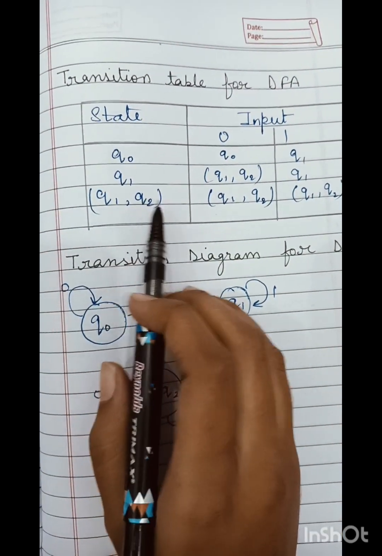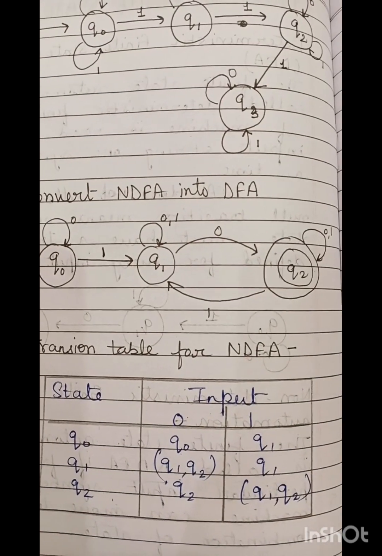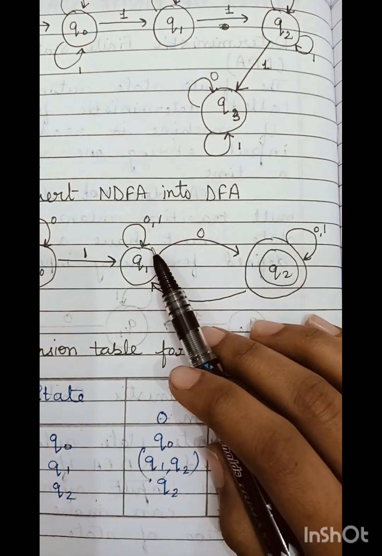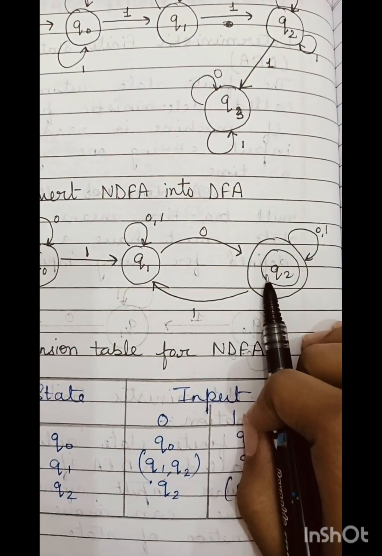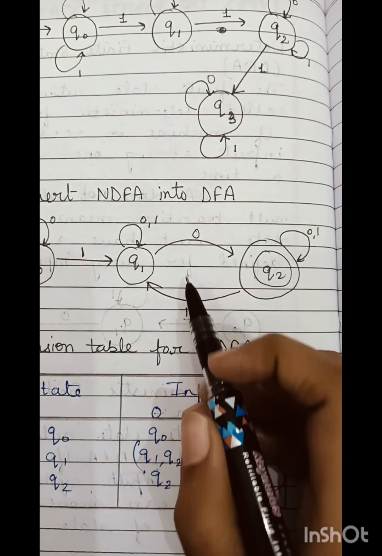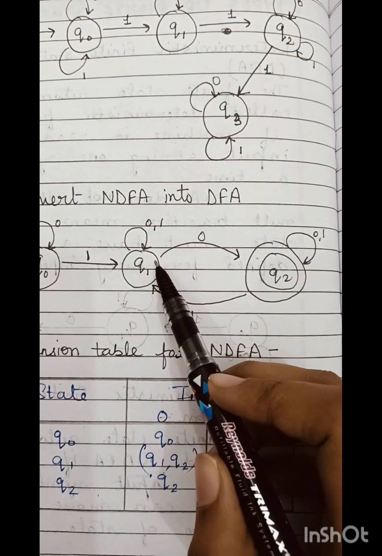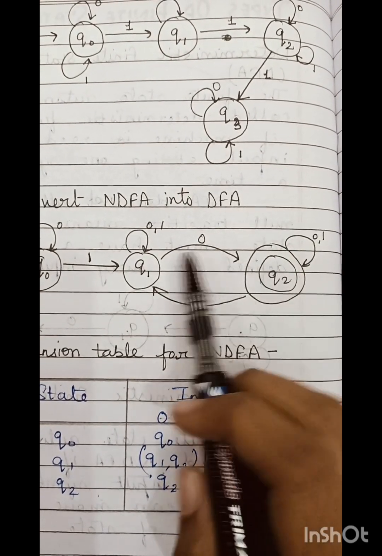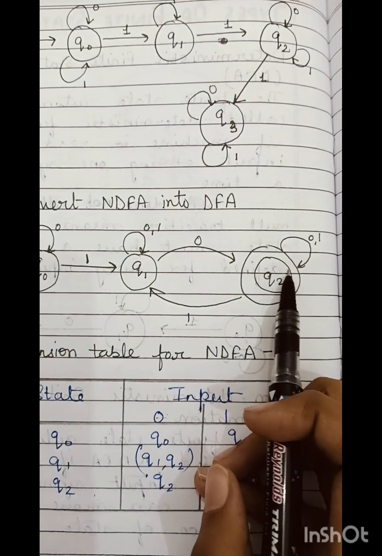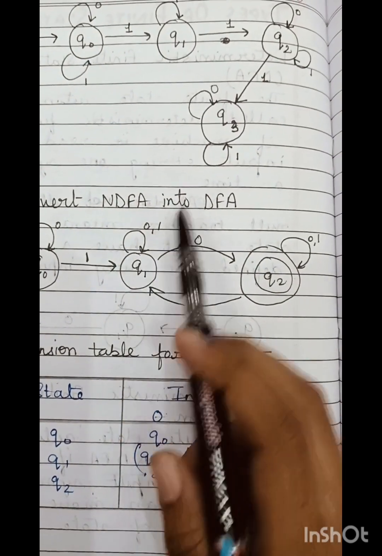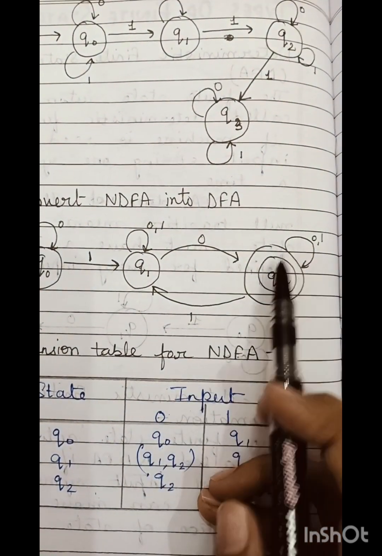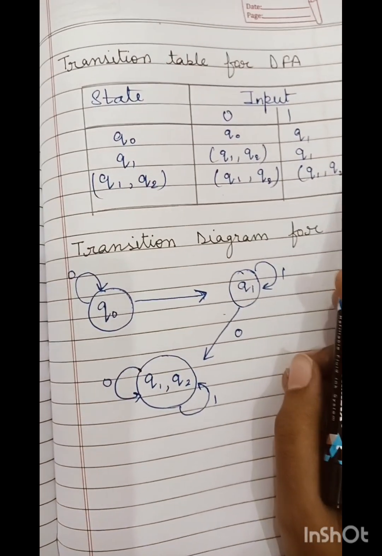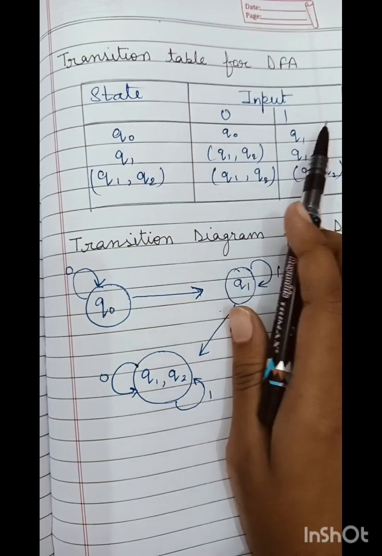Now next is Q1,Q2. For Q1,Q2 we get Q1 and Q1,Q2 only. When the state is Q1,Q2 and the input is 0, from Q1 we get Q2 and Q1, and from Q2 we get Q2, so Q1 and Q2 both are there for 0. Similarly for 1, from Q1 we get Q1 and from Q2 we get Q2 and Q1. So it will be Q1,Q2 for both input 0 and input 1.